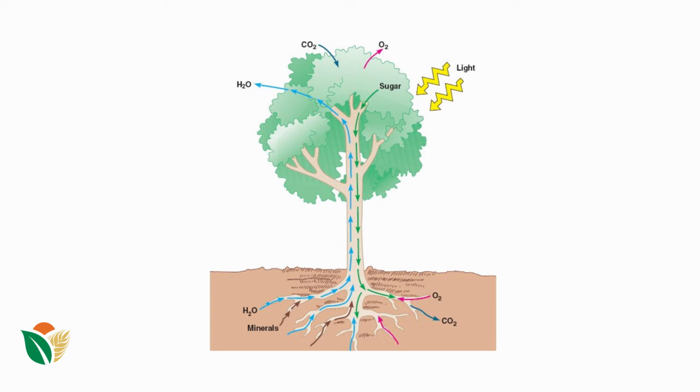And the other type of vascular tissue in plants is called phloem, and this moves sugars and other organic compounds around the plant. Usually the direction of this is from the leaves, which are producing the sugars through photosynthesis, and moving those sugars down the stem and into the roots where they can be stored.